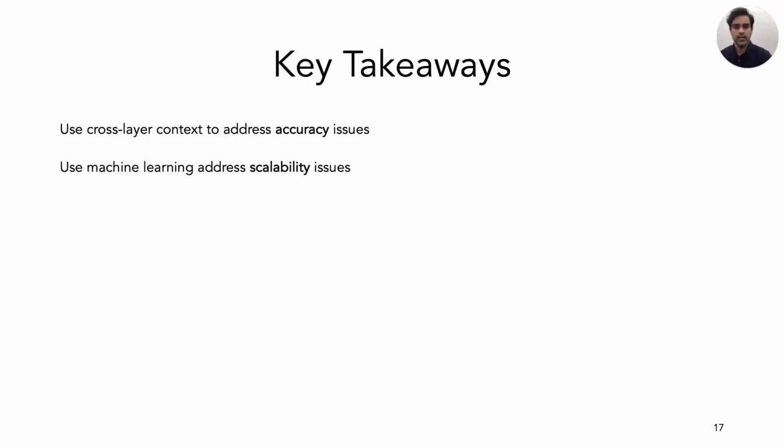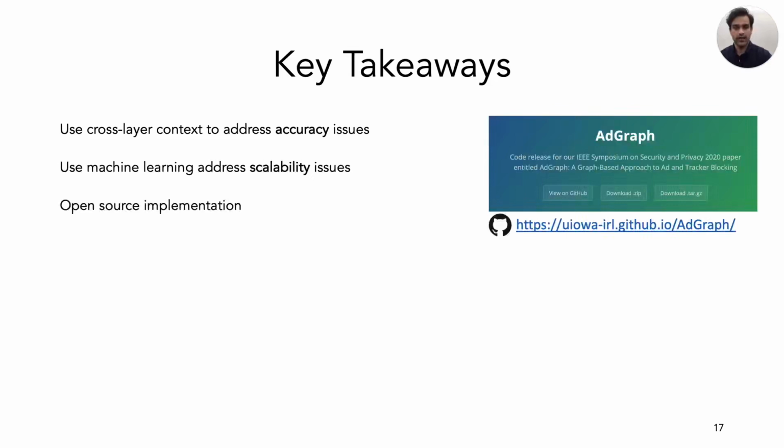Now, before concluding, I will mention some of the takeaways from the talk. I showed that the state-of-the-art ad and tracker blocking tools suffer from accuracy and scalability issues. To address the accuracy issue, we instrumented the browser to capture cross-layer context for effective ad and tracker blocking. To address the scalability issues, we applied machine learning on the cross-layer context to automate ad and tracker blocking. We believe that the utility of cross-layer context is not just limited to ad and tracker blocking, it has applications in other domains. That's why we open source our instrumentation.